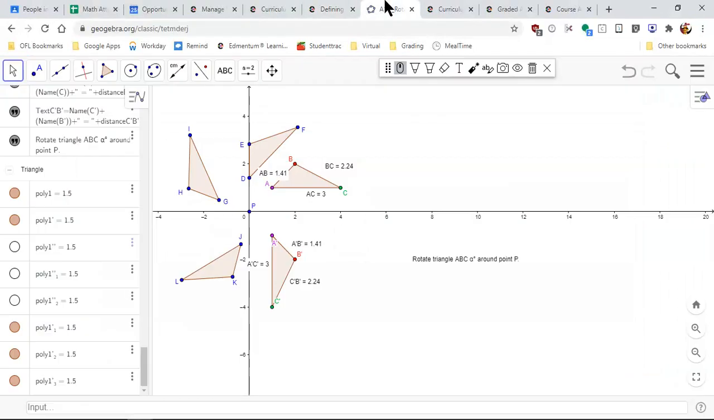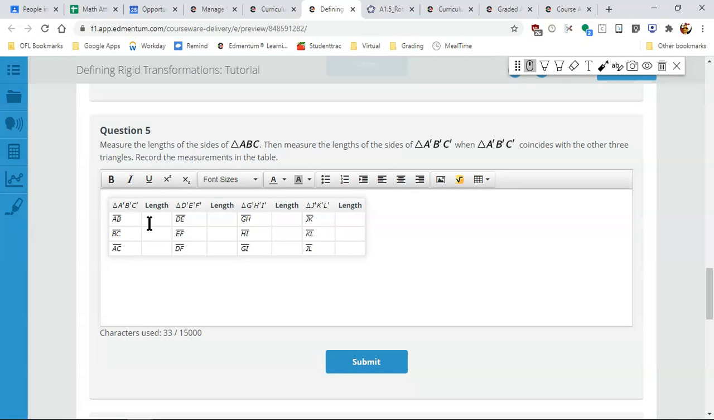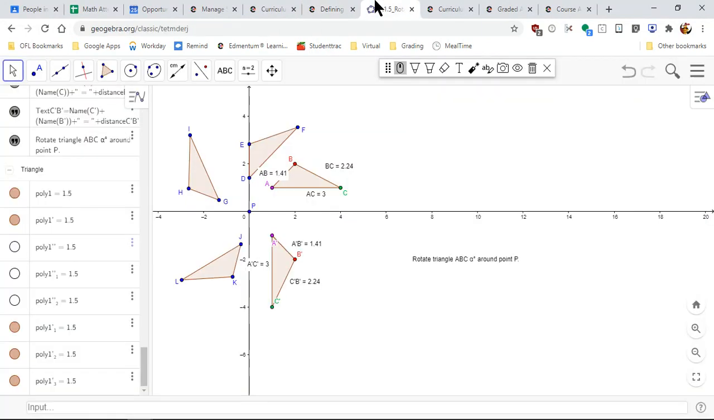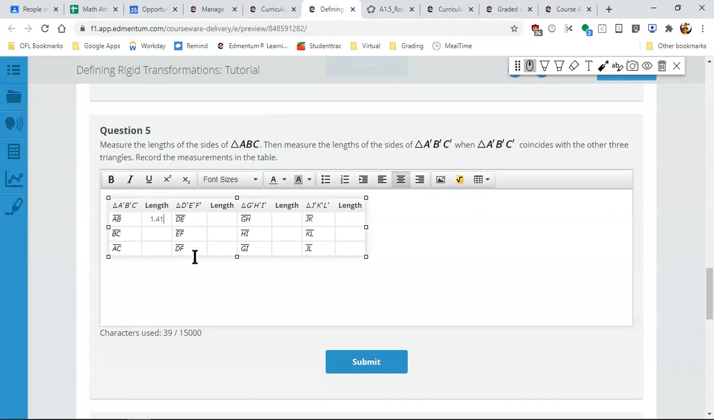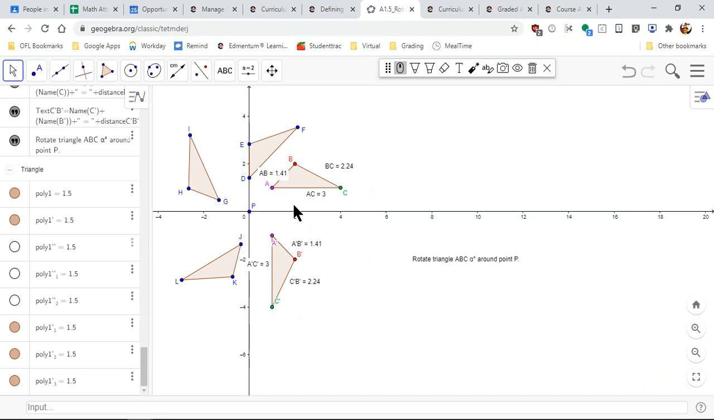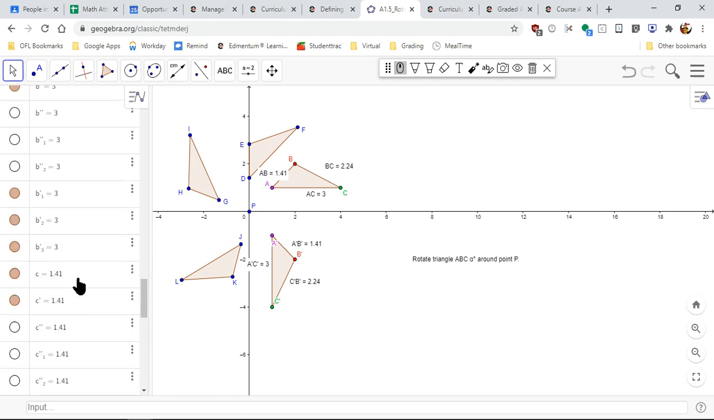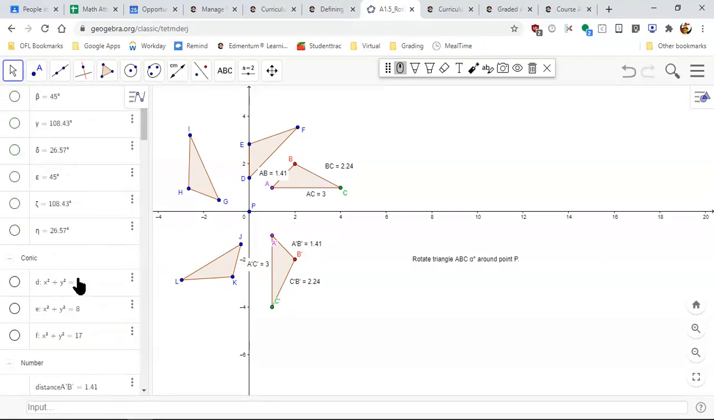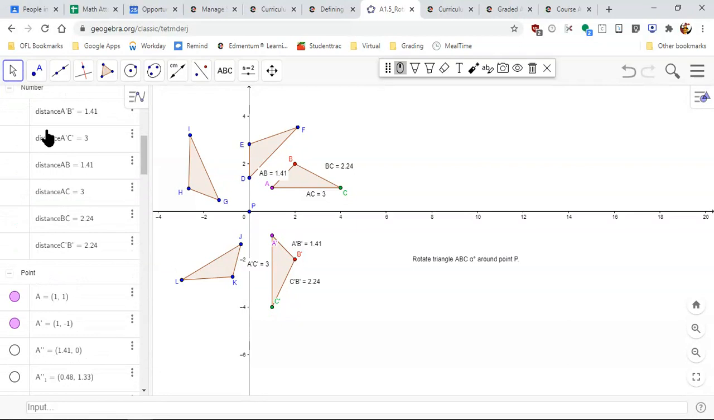So for length, let's find the length of AB. AB is 1.41. Cool. Next one I'm assuming is BC. BC is 2.24. And if I ever don't want to look at this, guys, you can go up here to distance and it'll tell you your distances.